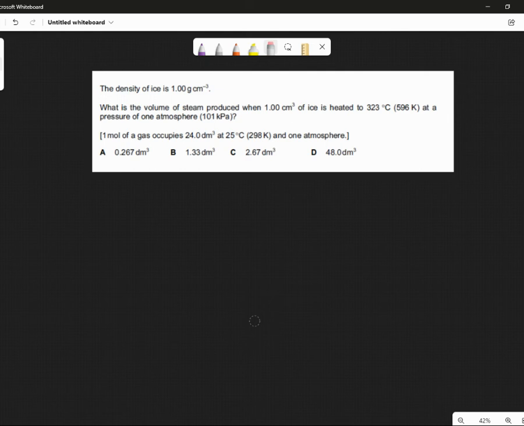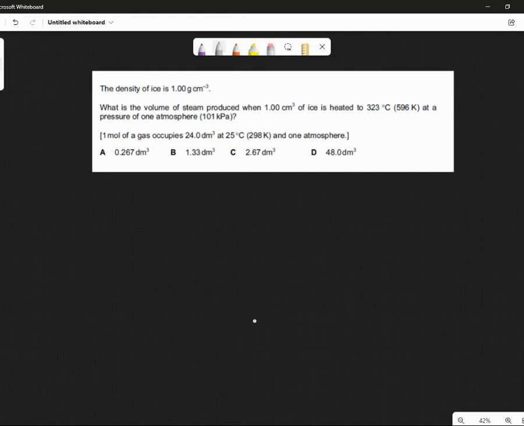What's the volume of steam produced when 1 centimeter cubed of ice is heated to 323 C at a pressure of 1 atmosphere? Okay, 1 mole of whatever occupies that. Now, the density of ice is this. So 1 centimeter cubed. So the volume when 1 centimeter cubed of ice is heated to this at 1 atmosphere. All right, 1 mole of gas occupies 24 at that.